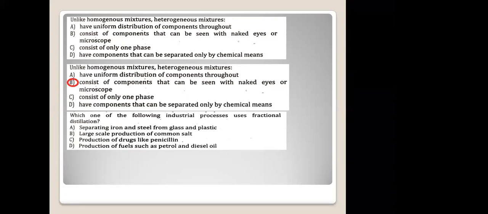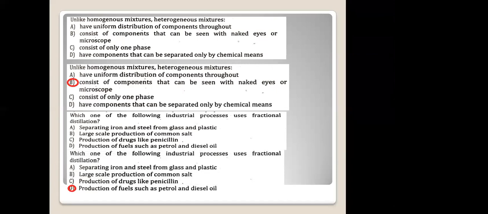Which one of the following industrial processes uses fractional distillation? Start. Okay, all answered, very good. D. Yeah, D. Very good. Yes, I think we can move on to the right answer. The right answer, of course, is D.